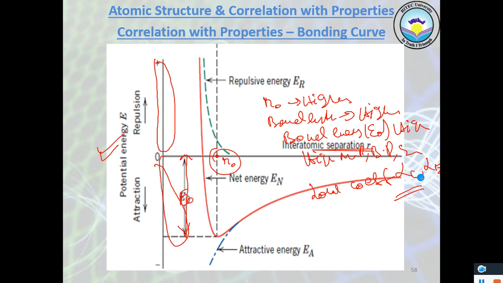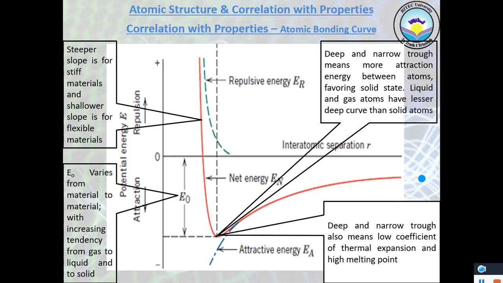Okay. So basically ionic bond is a non-directional bond while covalent bond is a directional bond. So you can see here the elaboration. A deep and narrow trough means more attraction energy between atoms and favors the solid state. Okay. Liquid and gas atoms have shallower curves, very important thing. So you can say solids will have a very high value of R naught and liquids and gases will have a low value of R naught.